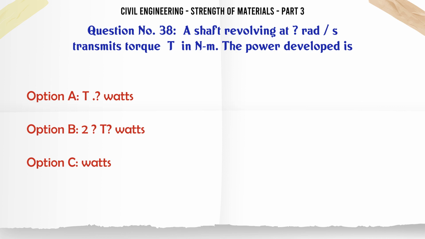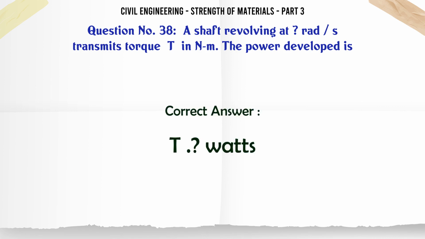A shaft revolving at ω rad/s transmits torque T in Nm. The power developed is: A. T watts, B. 2T watts, C. Tω watts, D. T/ω watts. The correct answer is Tω watts.